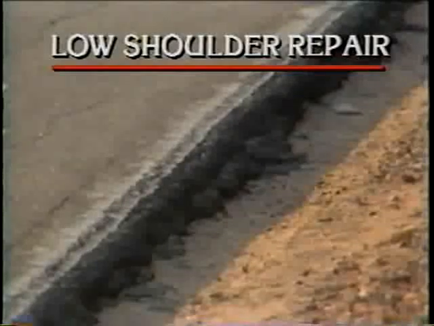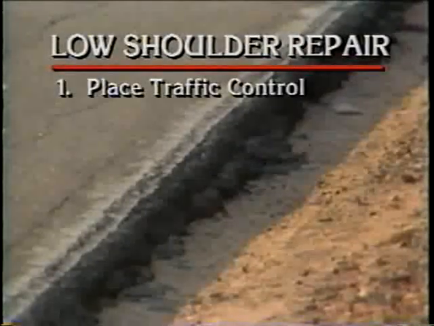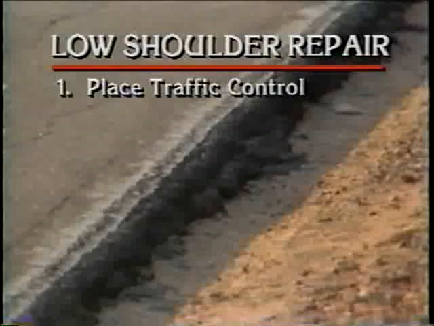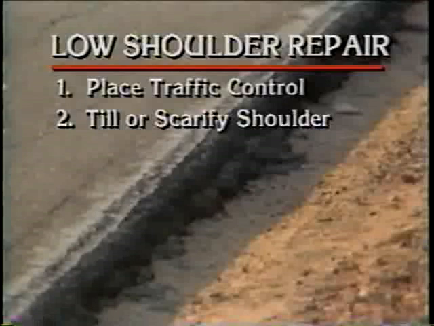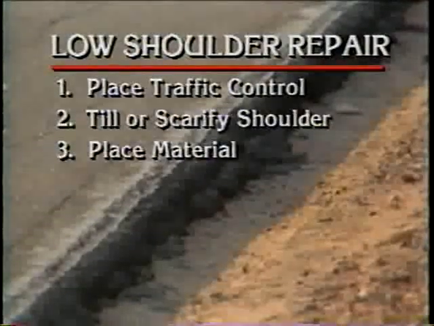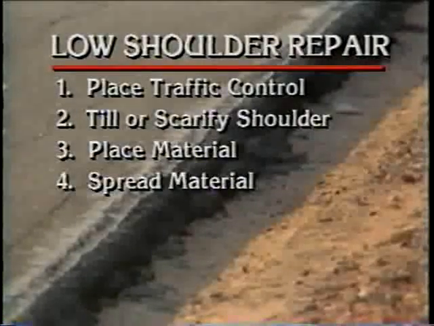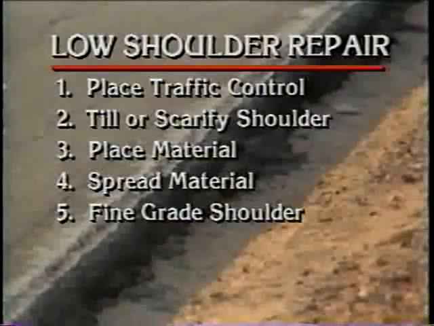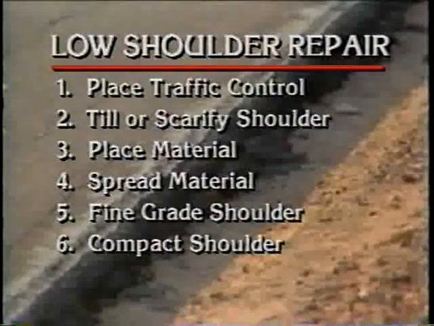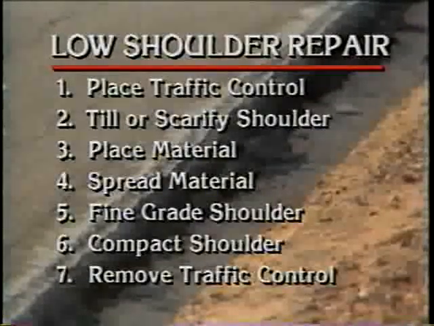The steps to be taken in this operation are: number 1, place proper traffic control. Number 2, till or scarify existing shoulder material. Number 3, place material in low areas of shoulder. Number 4, spread material with grader to rough grade. Number 5, fine grade shoulder with motor grader. Number 6, compact shoulder material. Number 7, remove traffic control.